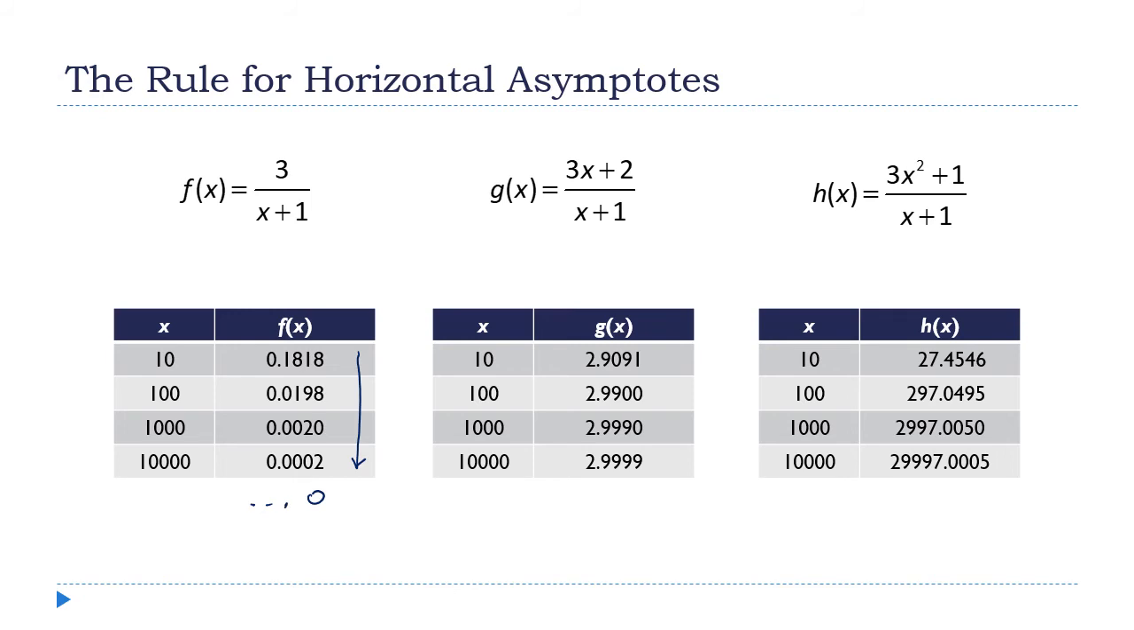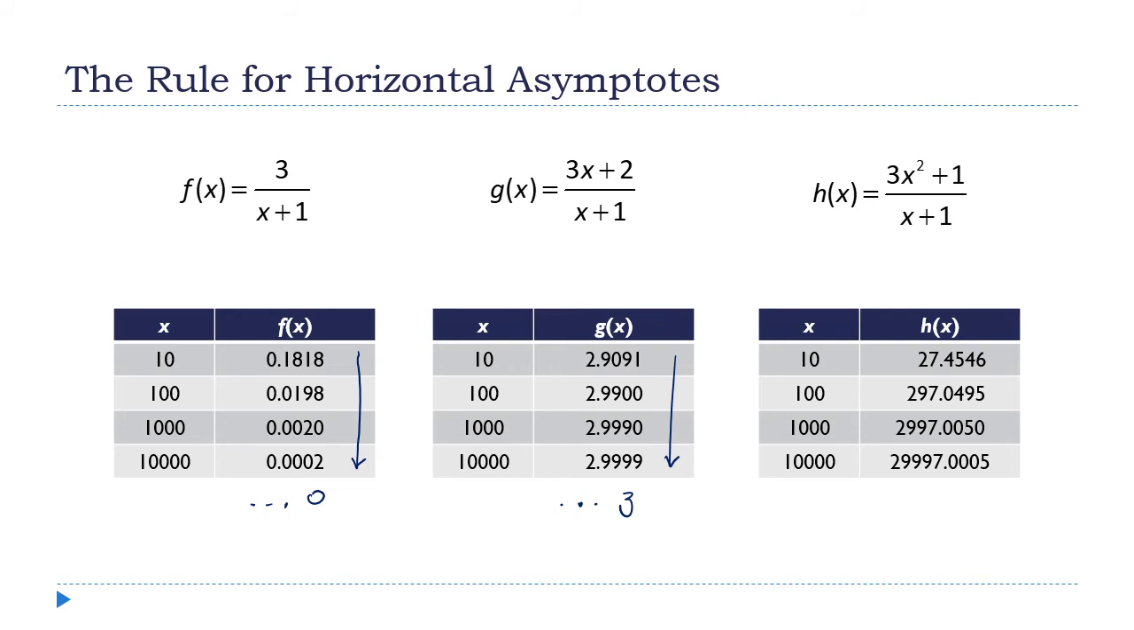Now over here on this one, they're not getting smaller, but they are kind of settling down. 2.9 is close to 3, kind of close. 2.99 is closer to 3. 2.999 is even closer. The trend here is that these function values are getting closer and closer to 3 every time we go further out on the x-axis.